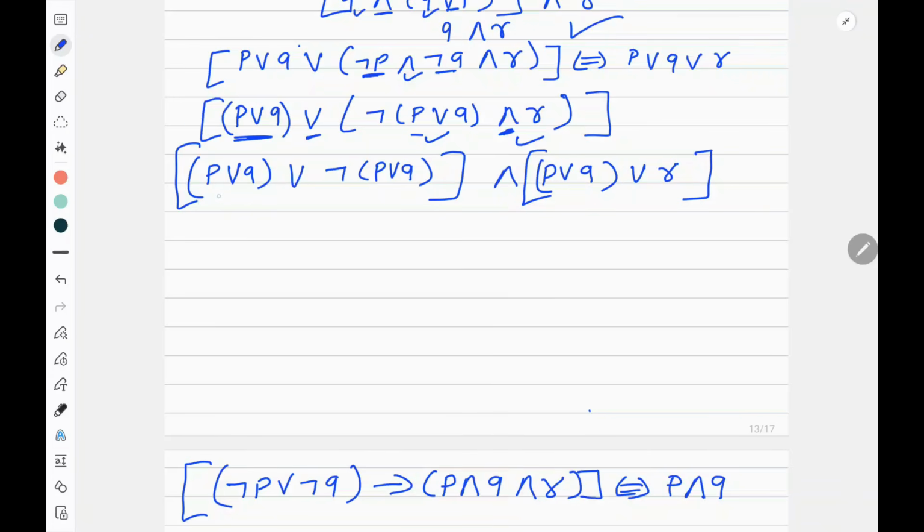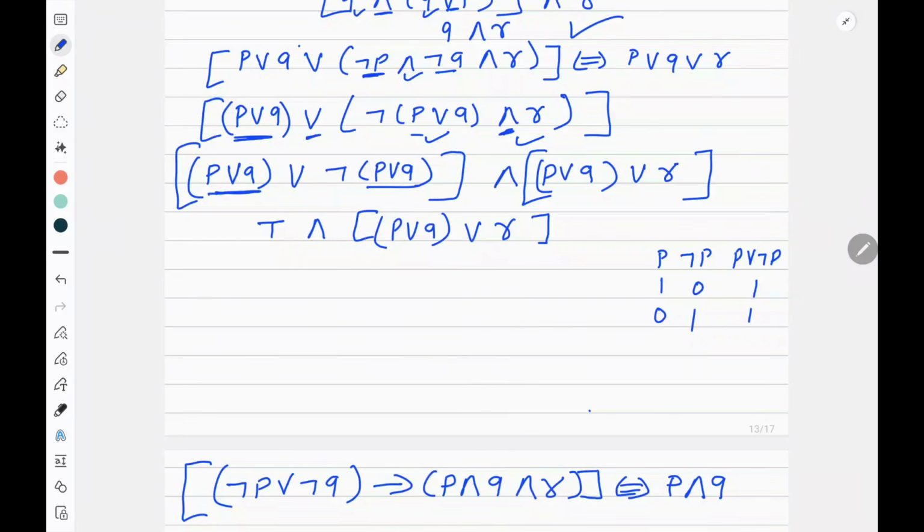So now in the first one, if you see, there is a proposition and negation of proposition. So if you have proposition and negation of proposition, 1 0, 0 1. So what is the or? This is 1 and this is 1. This is tautology. So T and P or Q or R.